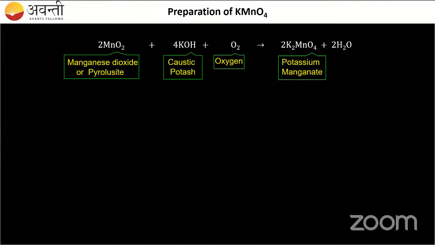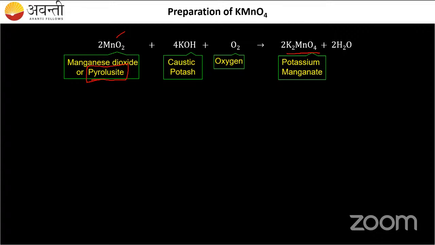Like we prepared K2Cr2O7, here also we are going to see the preparation of KMnO4. First, you have to take manganese dioxide, which is called pyrolusite ore. The name of the ore is very important, and the formula is MnO2. And we have to add a base. Potassium hydroxide is the base, called caustic potash. After adding oxygen, it forms potassium manganate, K2MnO4, with the release of H2.